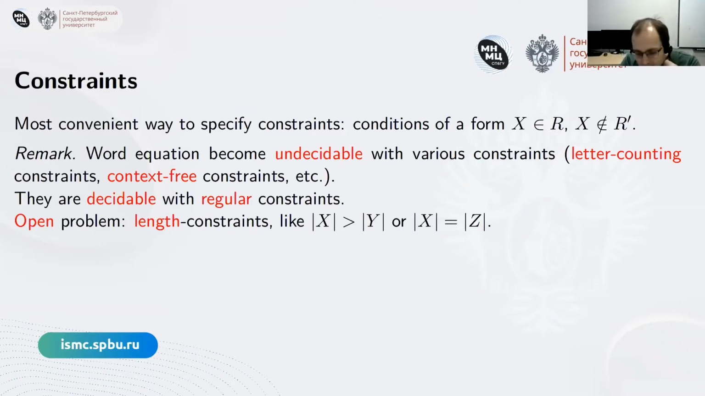So in general, what are the constraints? The simplest one that you could think of is that we have some conditions which are just put on the variables. We specify some languages in some way and then say that we want the substitution for x to be inside some language or outside some other language. We could specify many such constraints. For instance, this language could be a context-free language, and then unfortunately word equations become undecidable.